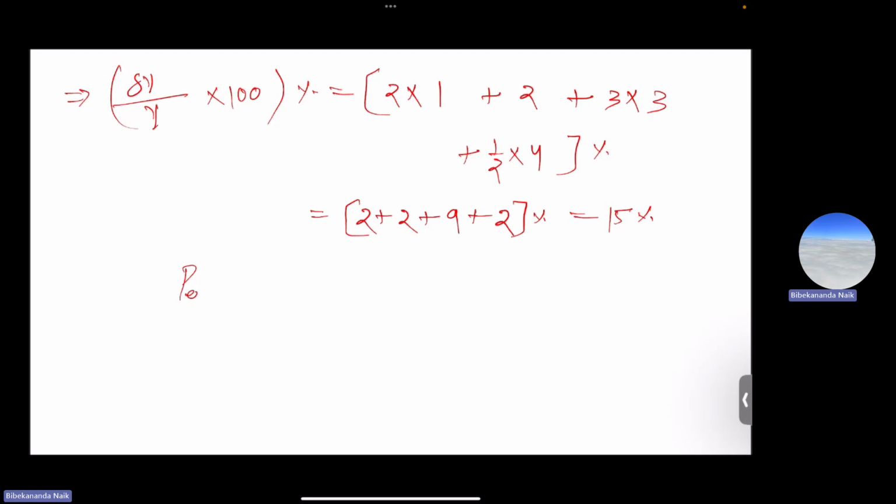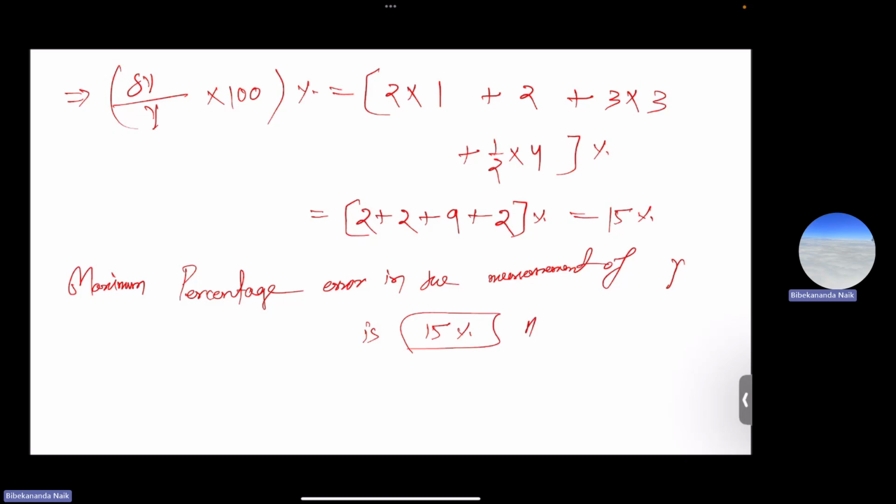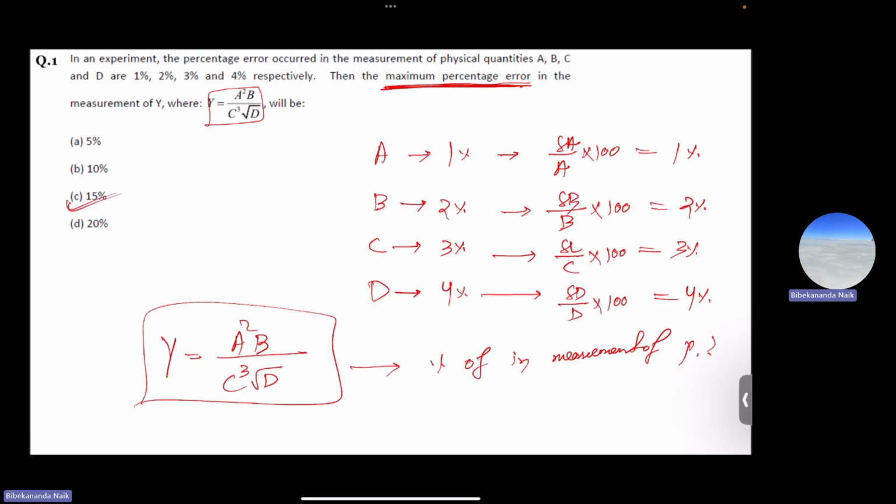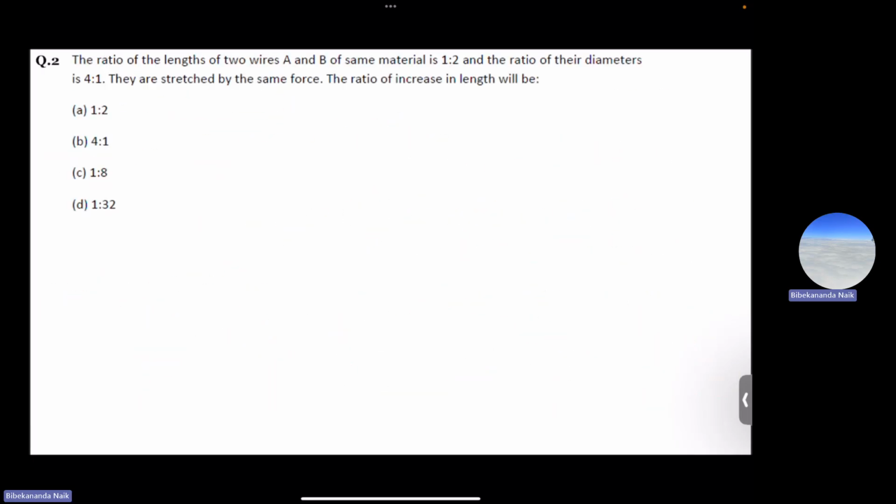So the maximum percentage error in the measurement of y is 15%. So the correct answer is option C. I hope this is clear to everyone.